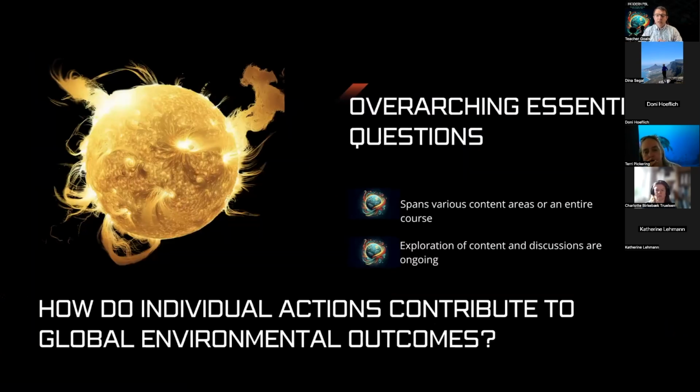So overarching essential questions, again, could span various content areas or an entire course. I picked a science question for this one. How do individual actions contribute to global environmental outcomes? Well, you could address that question in an ELA class or in a language class, and have books centered around that specific question. You could address it in a science class. We could look at the historical connections to individual actions and how those individual actions throughout history have connected to that. So it is a very large question that could connect to an entire wing of the school. Our middle school could all be addressing this particular question.